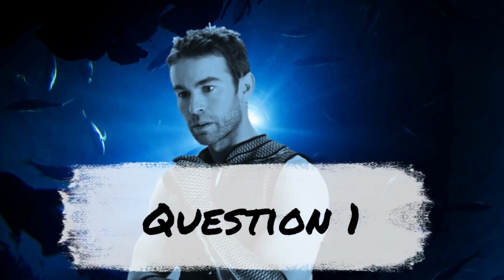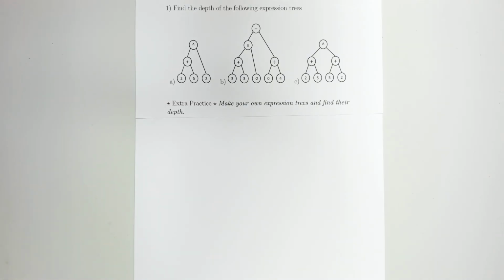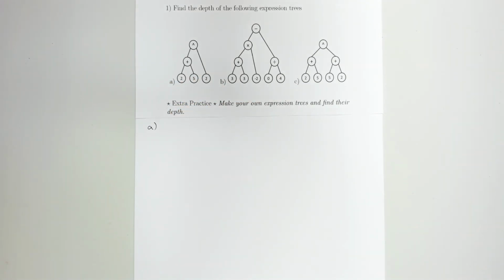Question 1. Alright, so question 1 just is a simple find the depth of the following expression trees. So we've got 3 trees here, and we're tasked with finding their depth. For this, we're going to need to remember what the depth is, and there were a couple ways we could look at it. The basic definition was the longest path from a number to the top operation node.